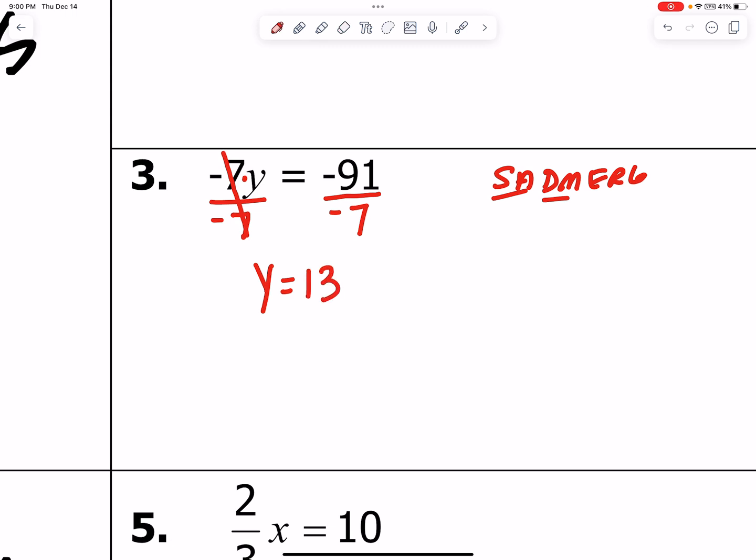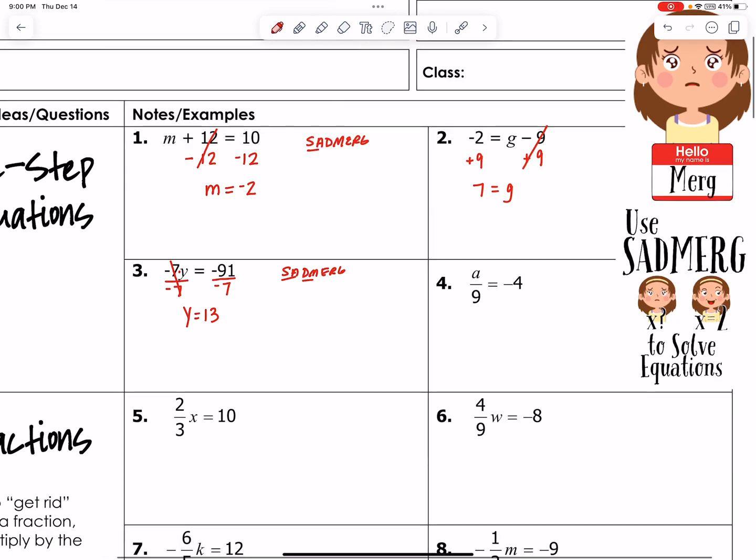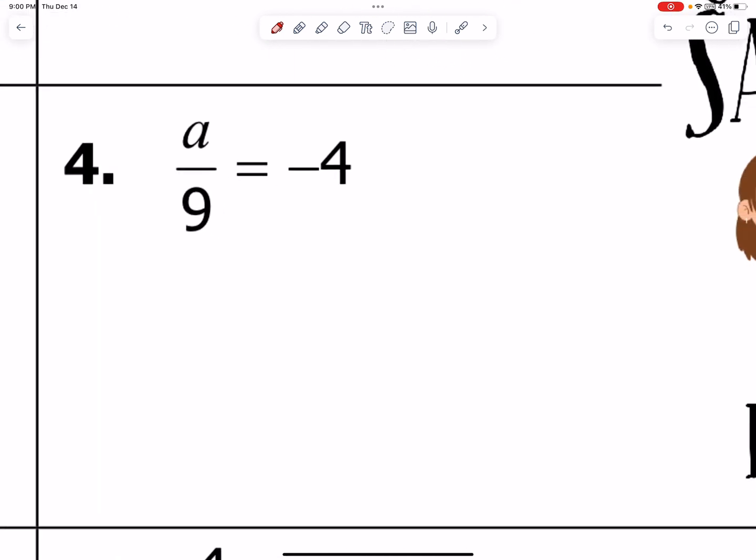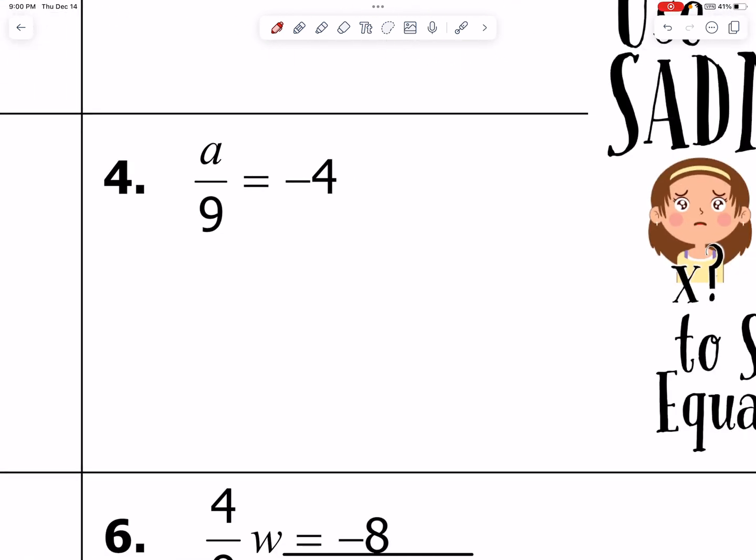Okay, you can use a calculator for any of these. You don't have to do the long division or anything like that. That's not what we're testing today. We're testing your ability to solve for a variable.